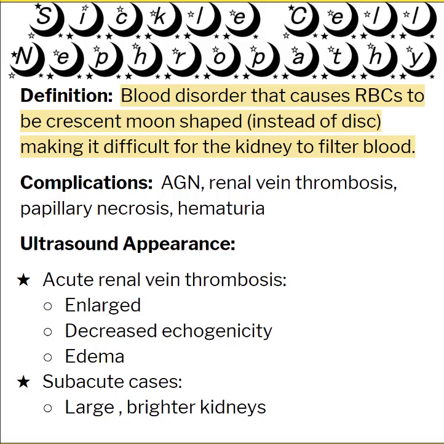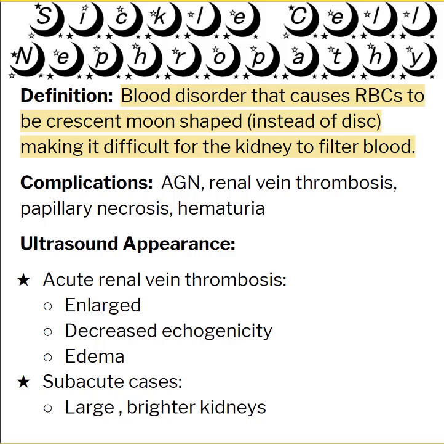They get stuck in there. It just makes it really difficult for the kidney to do its job. So when the kidney can't filter the blood very well, again, we're going to see acute glomerulonephritis. We might see some renal vein thrombosis along with this.